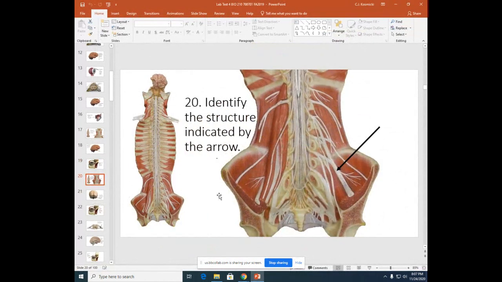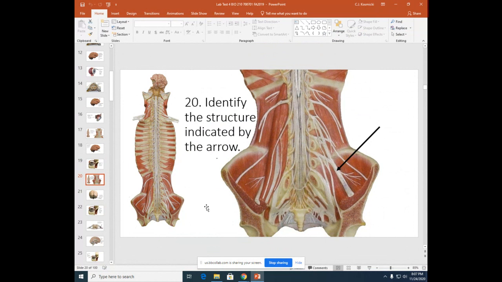All right, identify the structure indicated by the arrow. A couple things here just to help you out. It's definitely not a blood vessel, okay? It's not red or blue, so we can rule that out. We're looking down here into the lower back pelvic region. What are we thinking here?